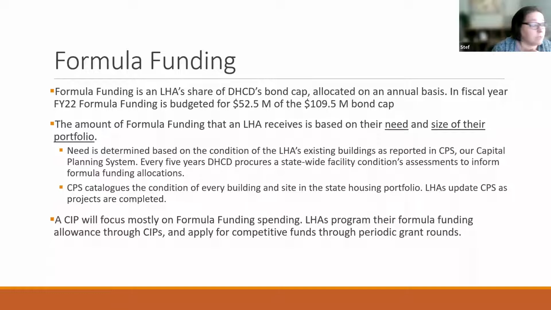those components are. So every 5 years, DHCD procures a statewide assessment to inform formula funding allocation. We have a consultant go out and make sure that, as best they can, the information in CPS is as up to date as possible. And then CPS catalogs the condition of every building and site, and the housing authorities update it as projects are completed. And then we use that information to see what the need is in the various areas.